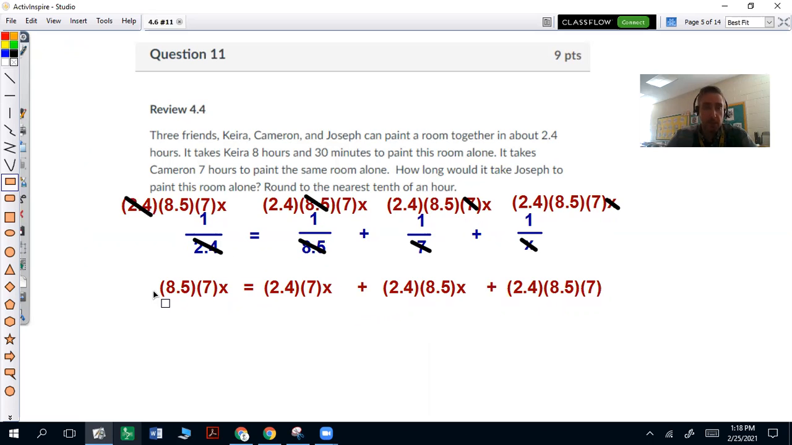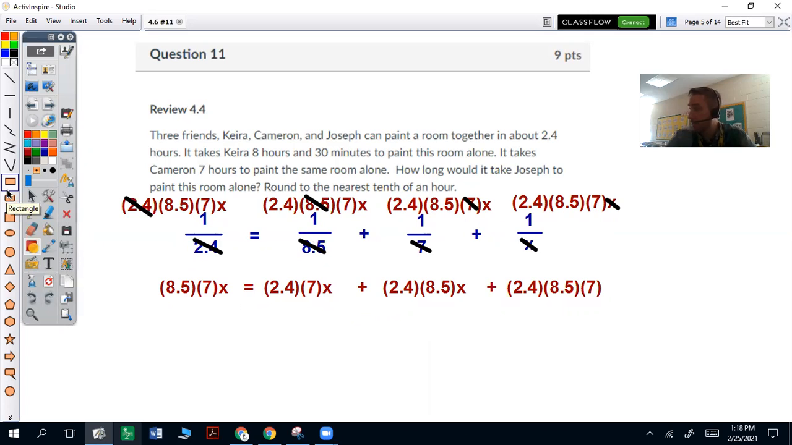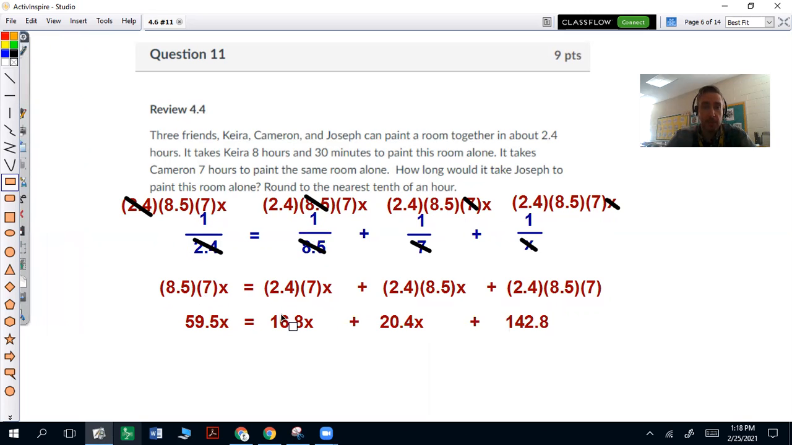You'll want to use your calculator to multiply all the numbers you can. So take a moment to do that, see what you get. These should multiply to 59.5, these to 16.8, these two to 20.4, and these three multiply together to 142.8.